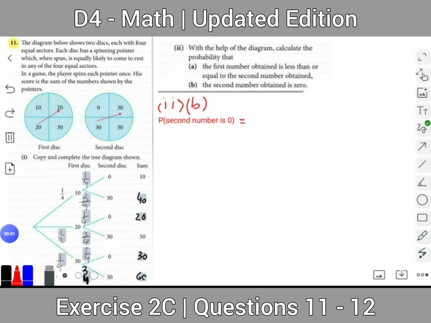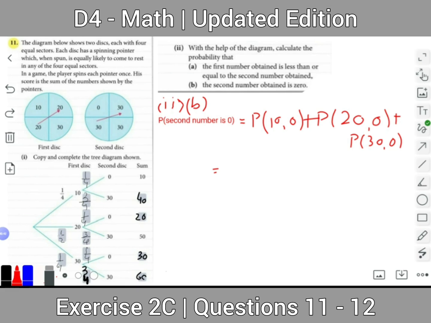Now in part 2, part B, we have to find the probability that the second number obtained is 0. So for the second number to be 0, we have the probability of the ordered pair 10 and 0, plus the probability of the ordered pair 20 and 0, plus the probability of the ordered pair 30 and 0. Now we will apply the multiplication law of probabilities here, and we can get the probabilities from the tree diagram.